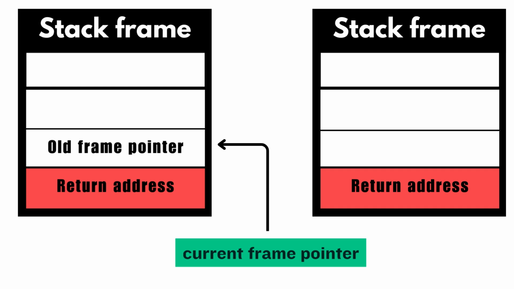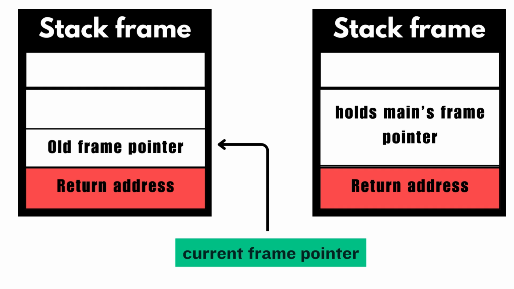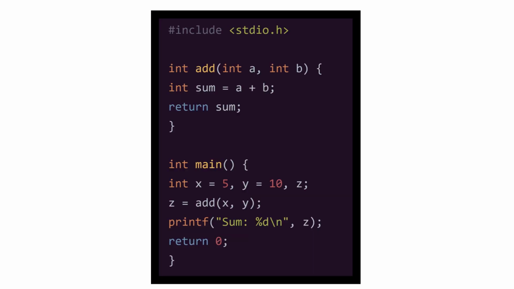Then, the value of the current pointer is pushed onto the new function's stack frame as the old frame pointer. Next, the current frame pointer is updated by pointing it to the location of the old frame pointer. Now, the current frame pointer points to the base of the called function. This process is repeated for every function call. Now let us look at how a stack processes function calls.